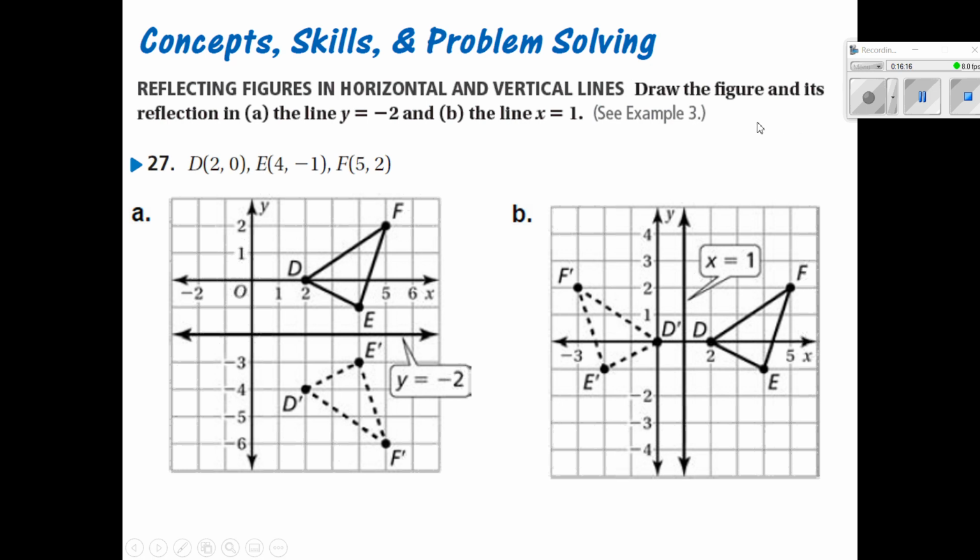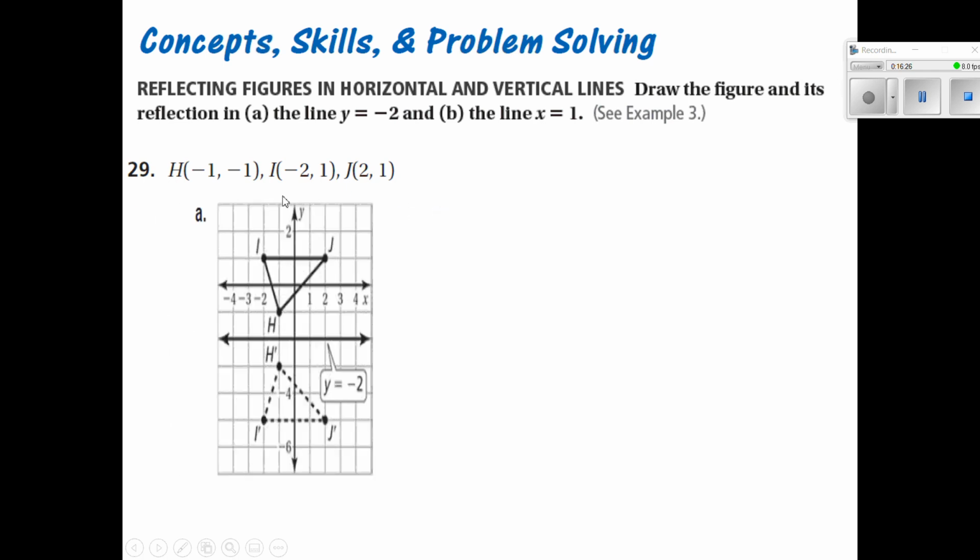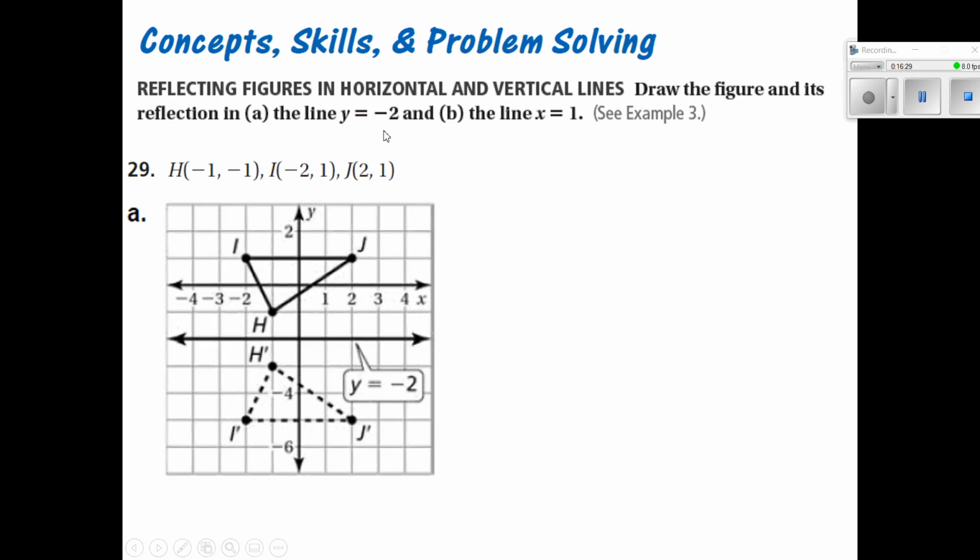All right, let's go to number 28, which is yours to do. 29 is mine. Again, we're going to take these coordinates here to make a triangle. And again, since y equals -2, that means I'm going to go down 2 from y, 1, 2. This is my new x-axis. And now, well, 1 away from that is h. So 1 away on the opposite side would be h prime.